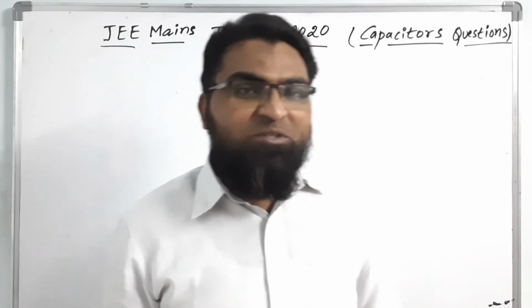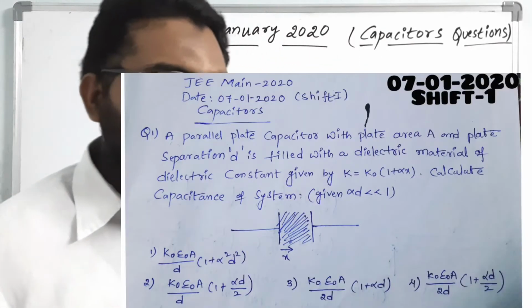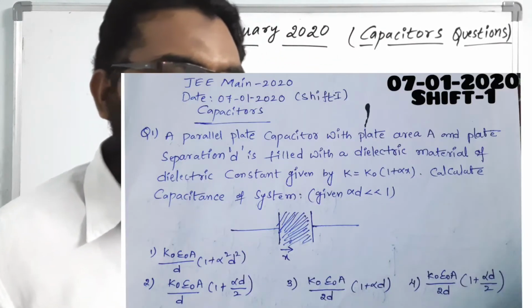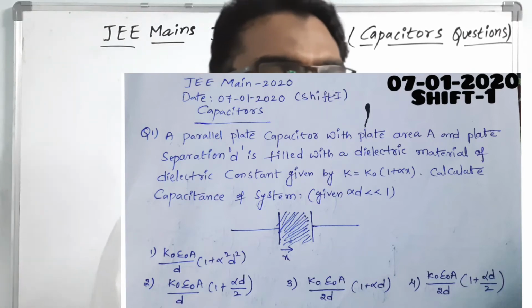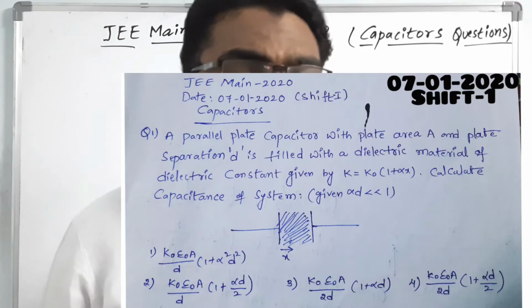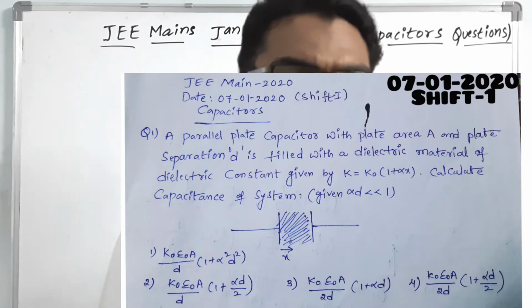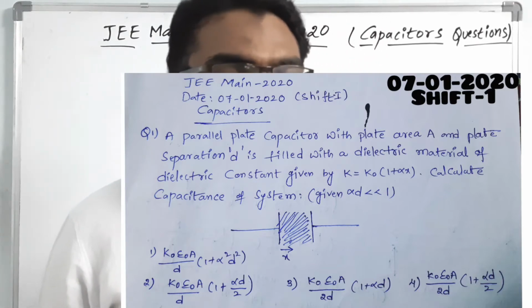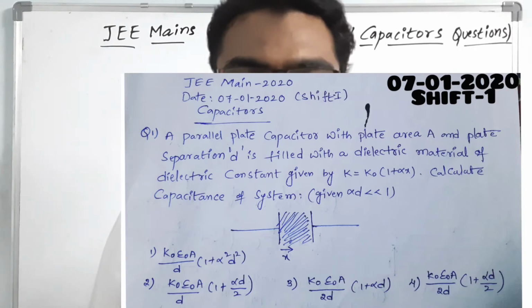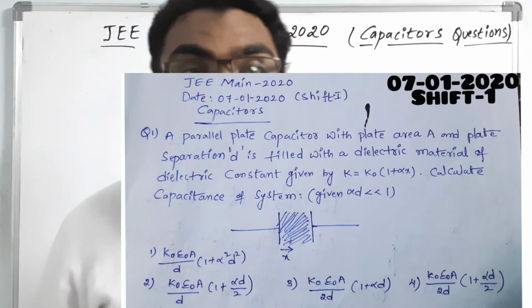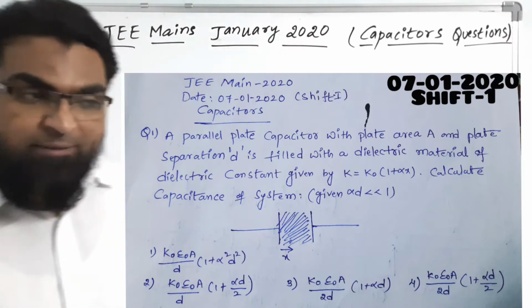The first question asked: a parallel plate capacitor with plate area A and plate separation D is filled with a dielectric material of dielectric constant given by K is equal to K naught of 1 plus alpha x. Calculate the capacitance of the system, given alpha D is less than 1. I hope you understood this question.